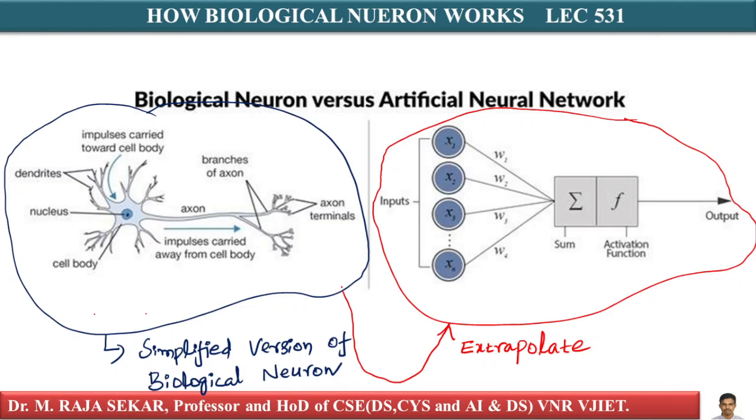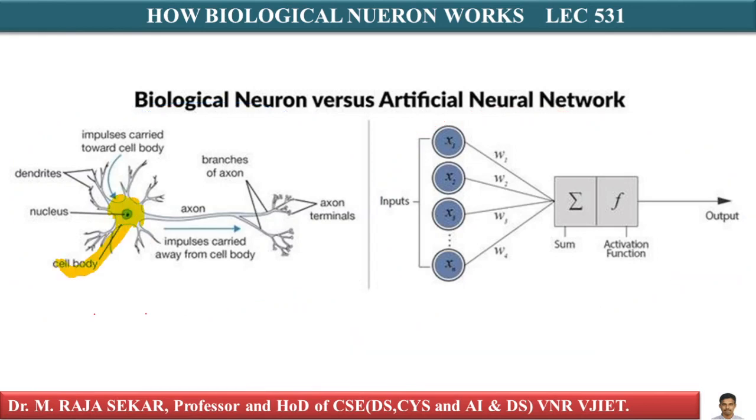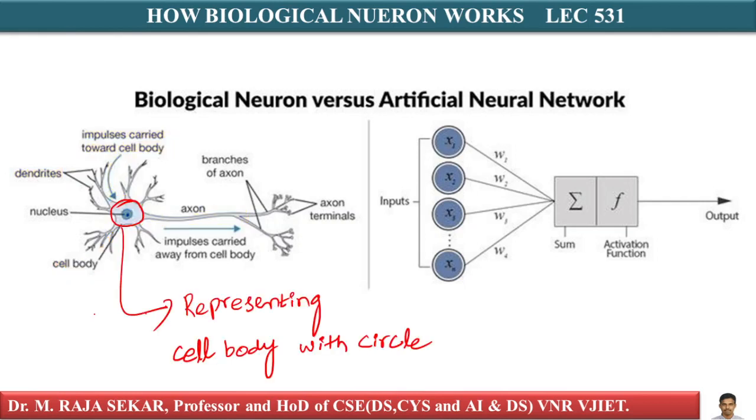First, let's start with a simple biological neuron. It has a cell body and nucleus. It has a lot of dendrites. It has something called axons, isn't it? These are the three key elements of a biological neuron. Let's represent the cell body with a circle.